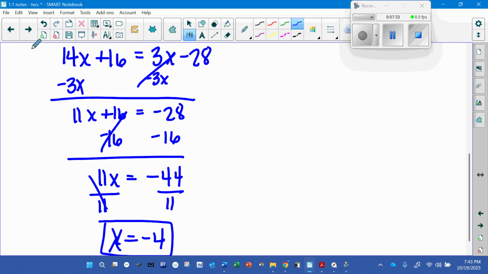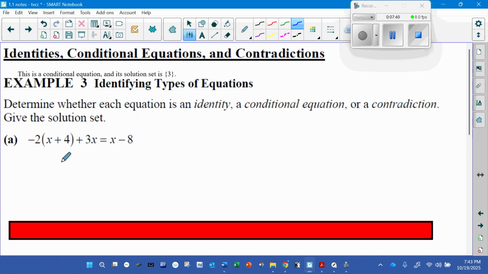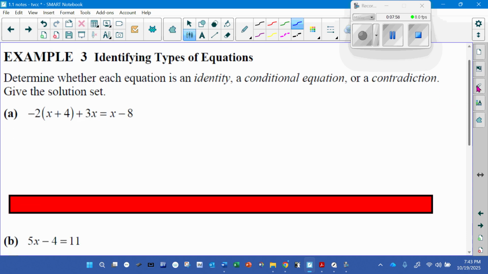And keep in mind, you can push pause at any time to copy down anything that you did not get. All right, so now let's talk about identities. Determine whether each equation is an identity, a conditional equation, or a contradiction. So what you have to do is you have to go through and solve. And once you solve it, you'll know if it's an identity, if it's conditional, or a contradiction.